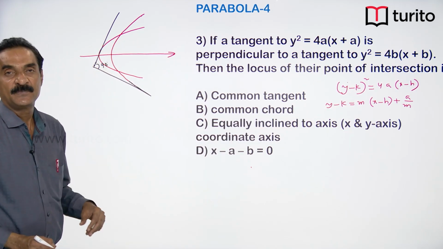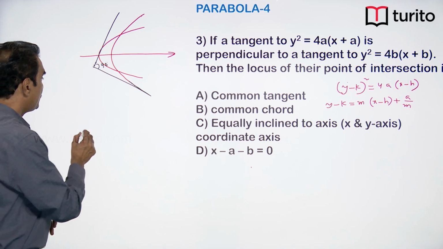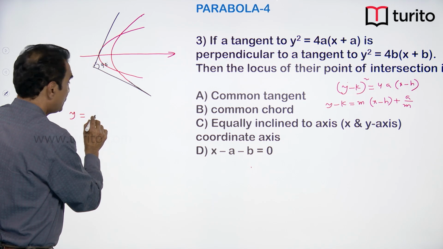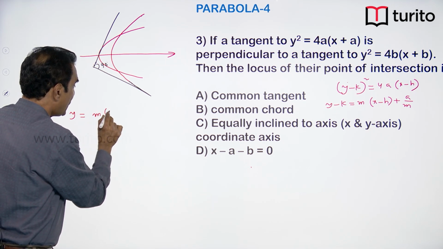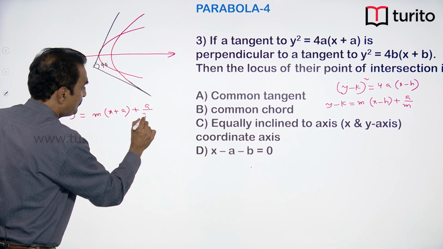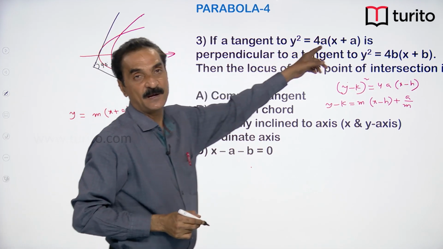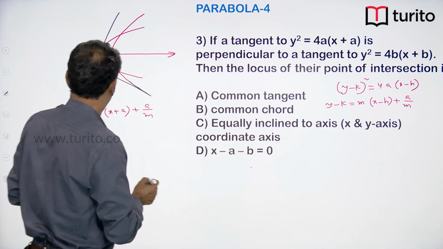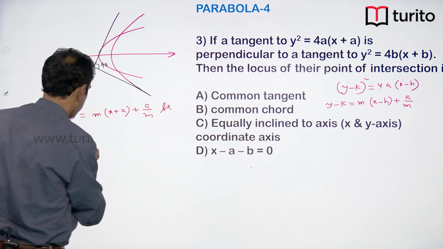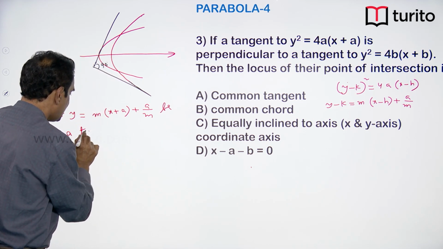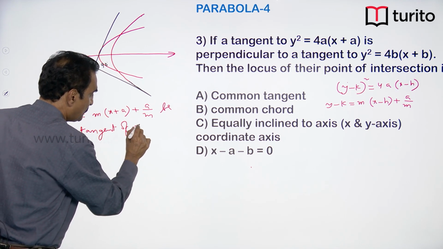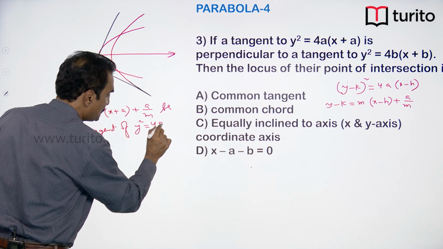So, I will take the tangent to the first parabola as y is equal to m into (x plus a) plus a by m, tangent of the first parabola. Let this be a tangent of y square is equal to 4a into (x plus a).